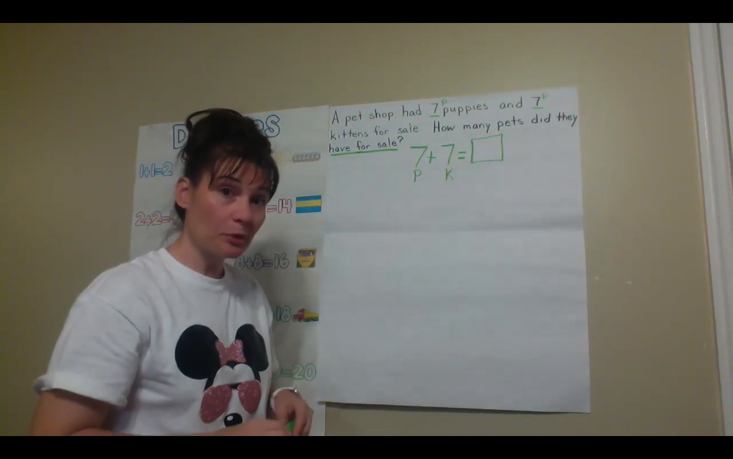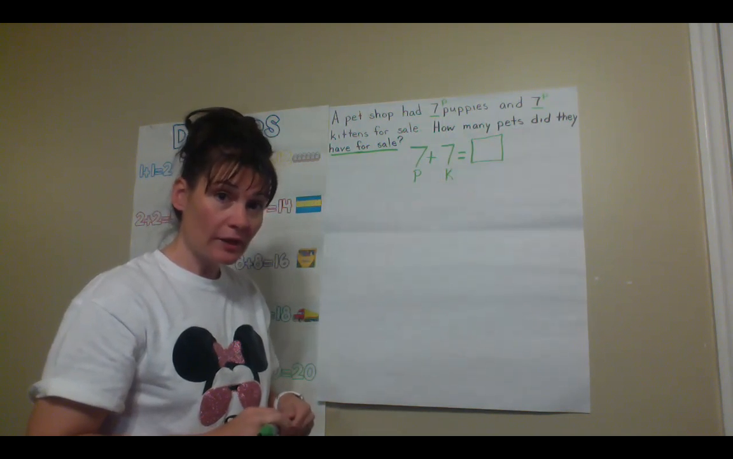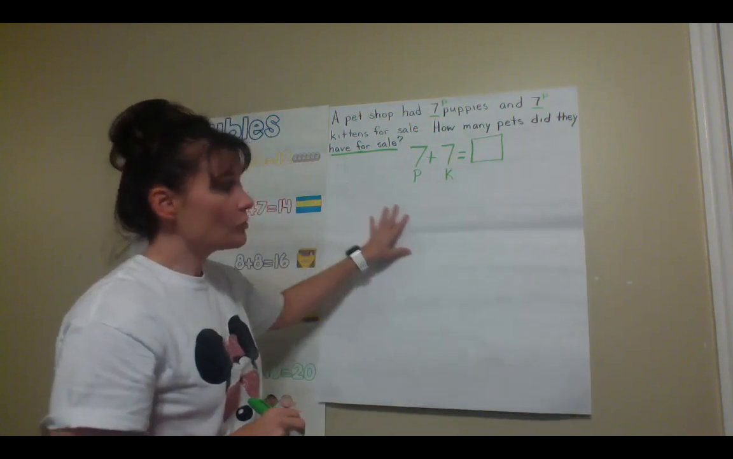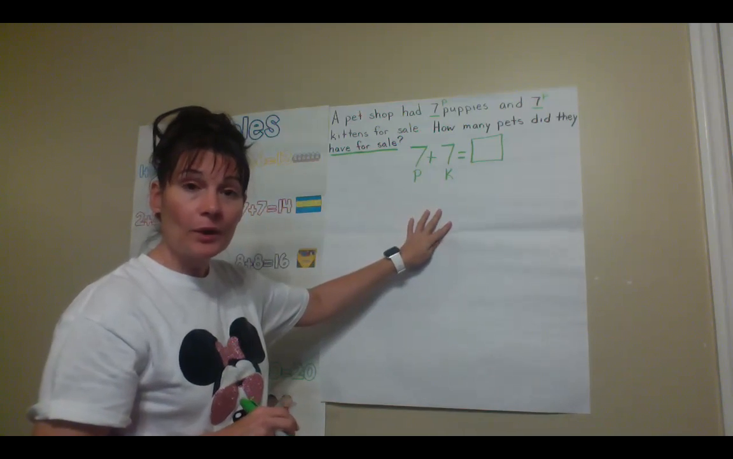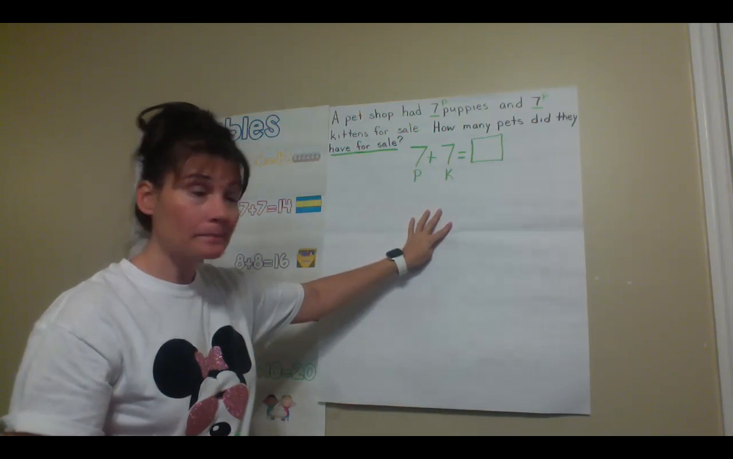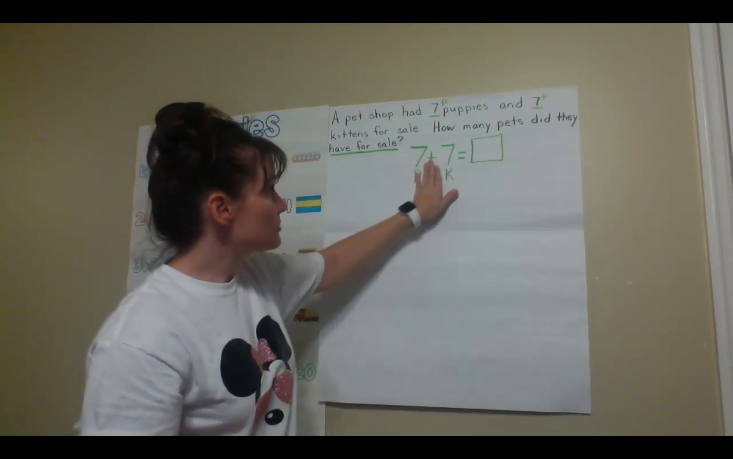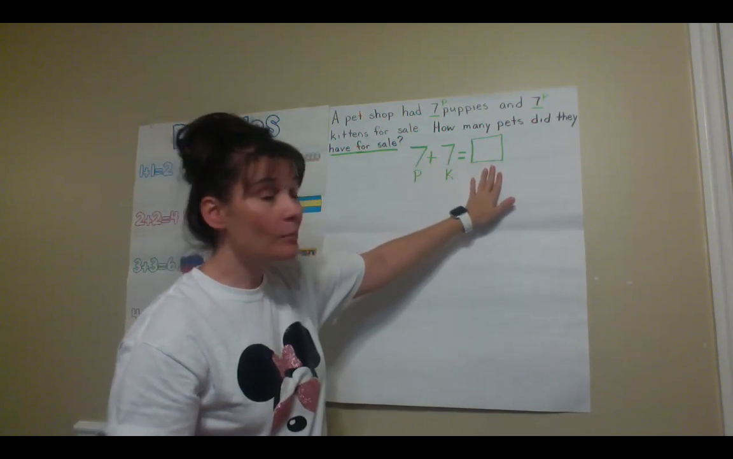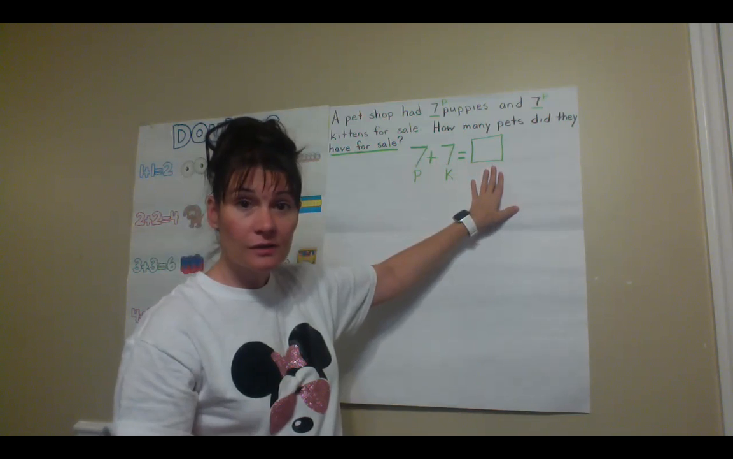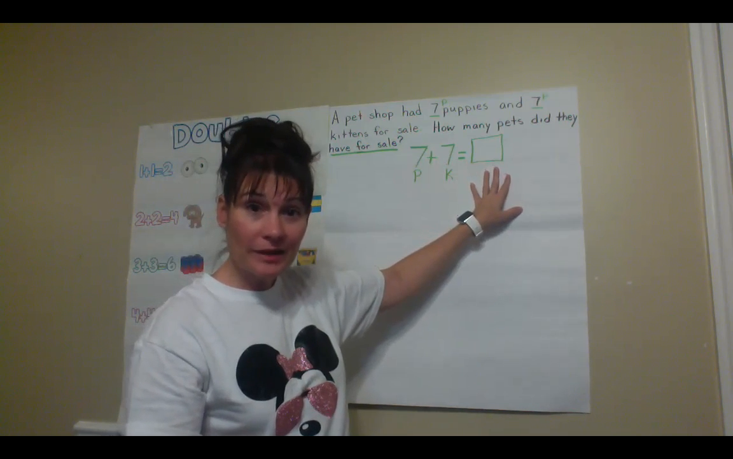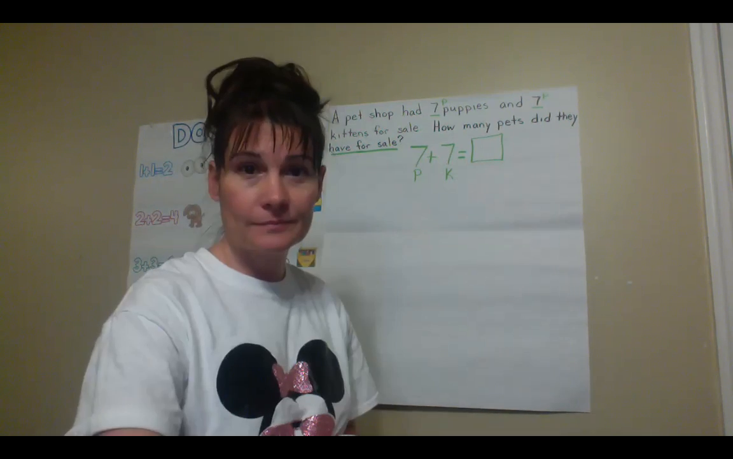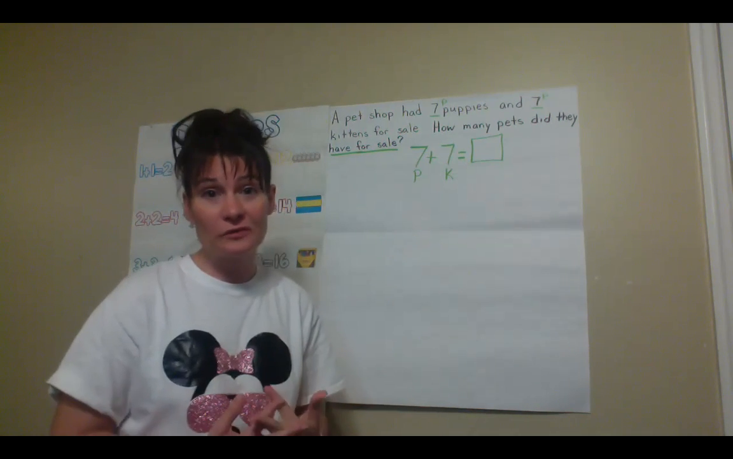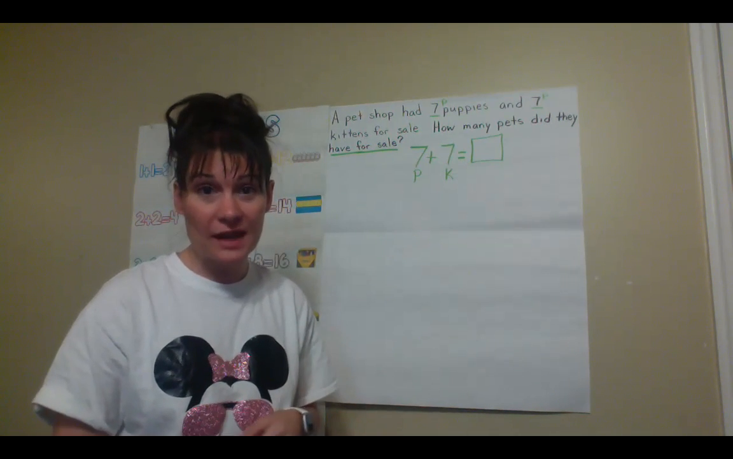Using your manipulatives and your toolkits, show me a model that would help you solve this problem. 7 puppies plus 7 kittens equals how many pets in all? Pause the video, and when you're ready, we'll get started. I heard some wonderful thinking and some great models came up.